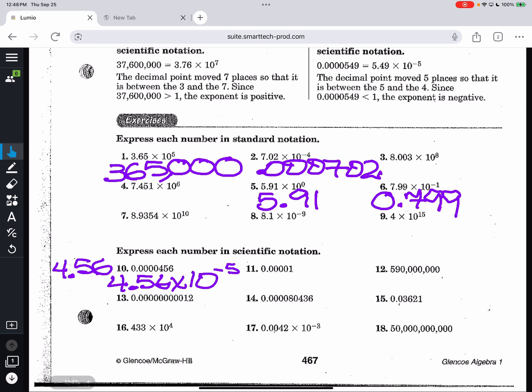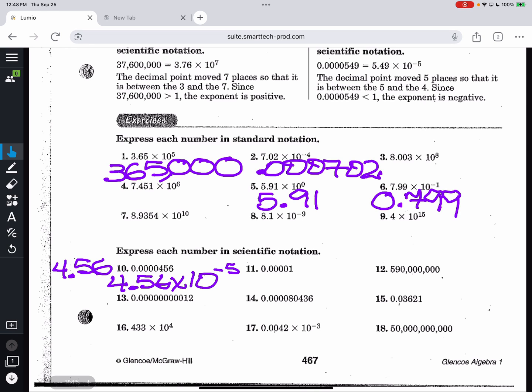Does that make sense? Even though we move to the right, it's still going to be a negative exponent because our original number is smaller. I'm a little bit confused. Okay, you're comparing... 4.56 is the number we have to use. Yes. But we need to make it equal a little bitty number.